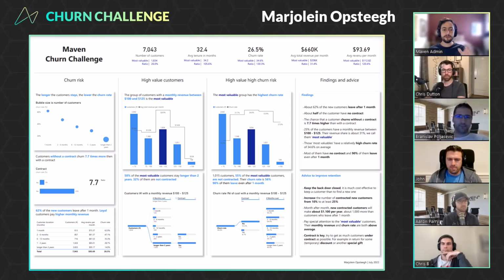Now, for the churn risks, she starts by calling out two things very clearly in the first two charts. One is that the longer the customer stays, then the lower their churn rate.